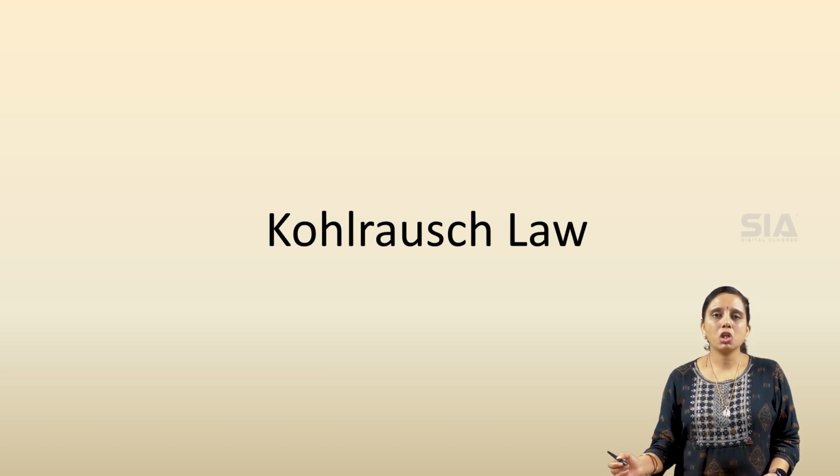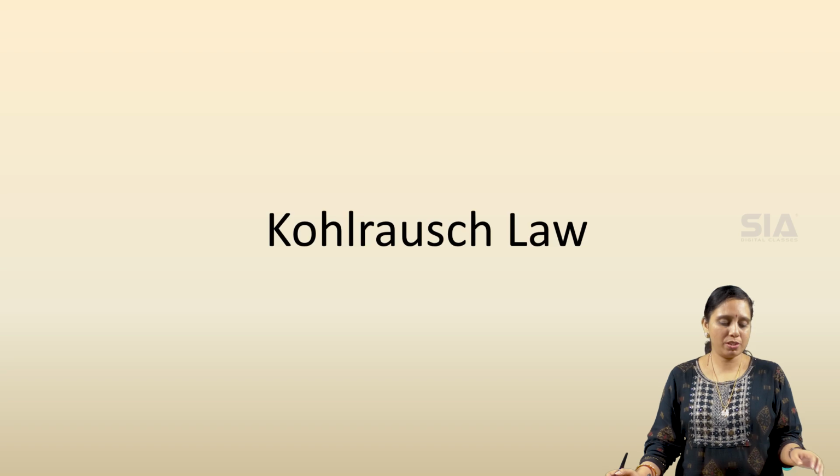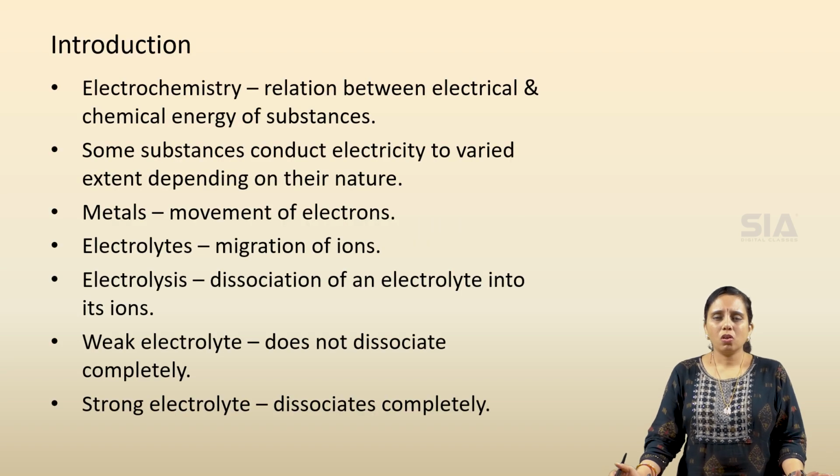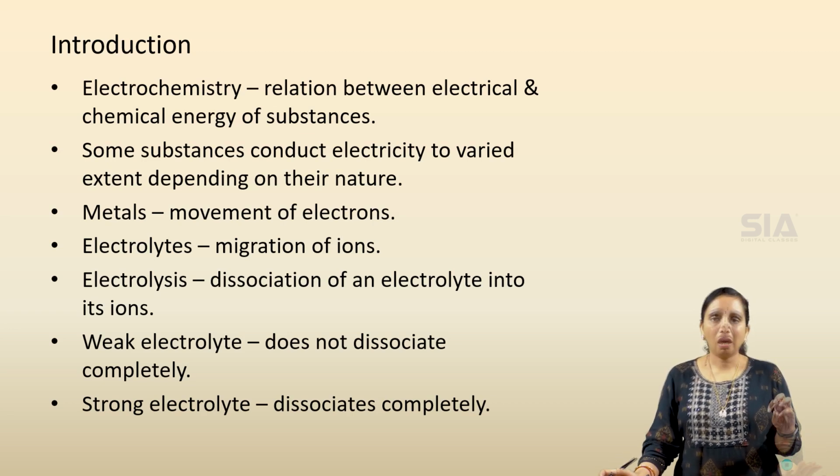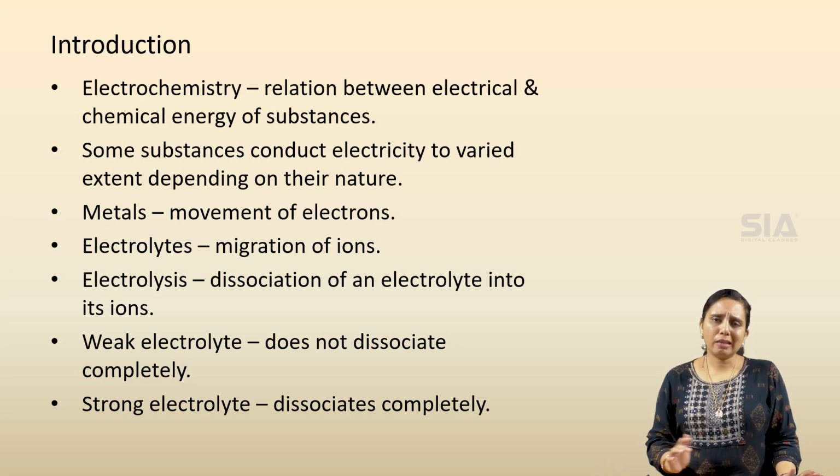Let us know about Kohlrausch Law today. Kohlrausch Law is an important law of electrochemistry. So let us understand what is electrochemistry first. Electrochemistry is the relation between electrical and chemical energy of substances. How the chemical energy gets converted into electrical energy and how electrical energy is then useful to us is dealt with in electrochemistry.